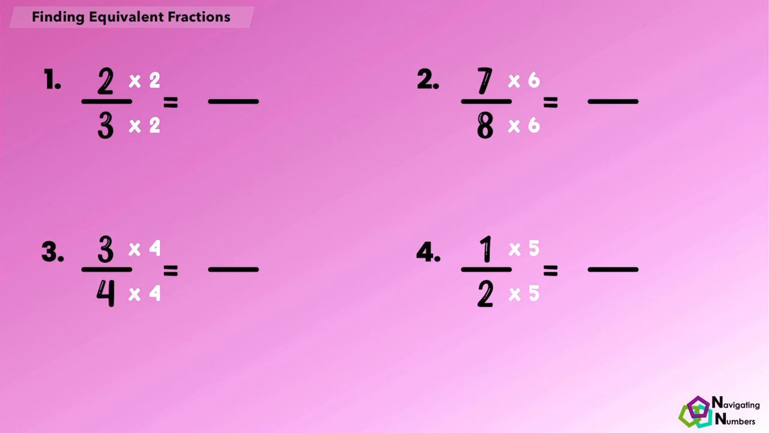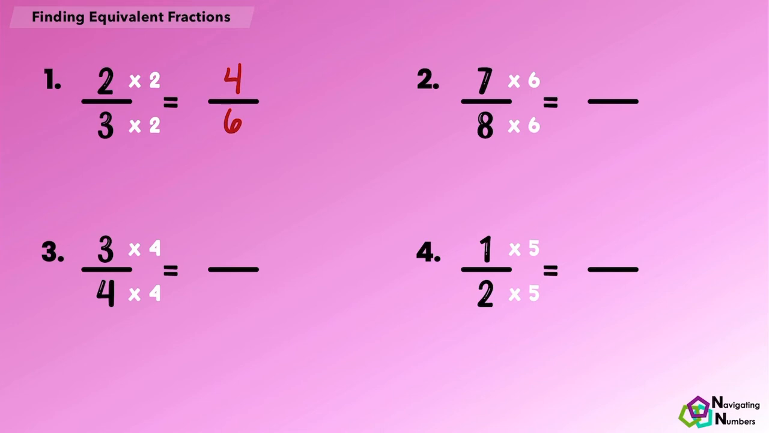Number 1, we have 2/3. Here, we're going to multiply both the numerator and denominator times 2. 2 times 2 is 4, and 3 times 2 is 6. So what you're really doing here is multiplying times 2 over 2, which is actually equal to 1. That is why the value of 2/3 and 4/6 is the same. Although they might look different, you're multiplying times 1, meaning you're not changing the value, but we're just changing the look of the fraction. So they have the same value.